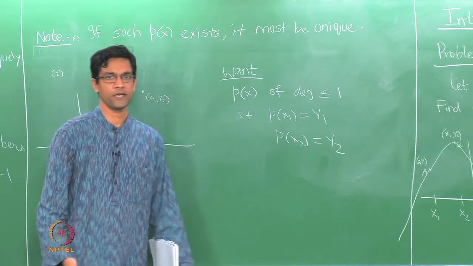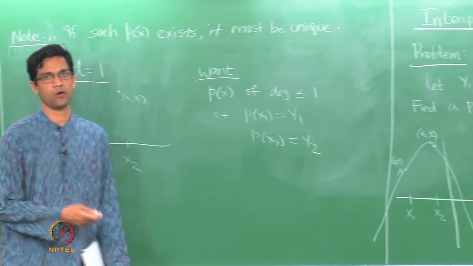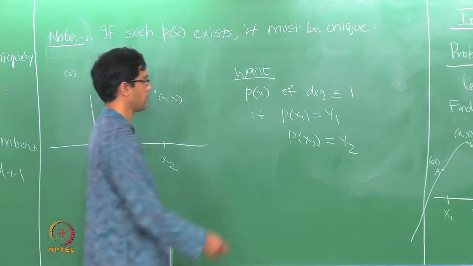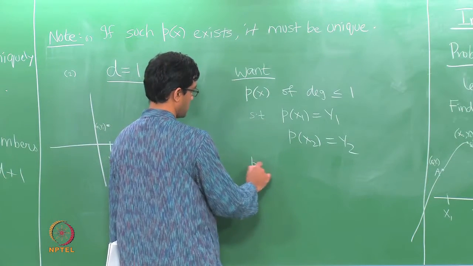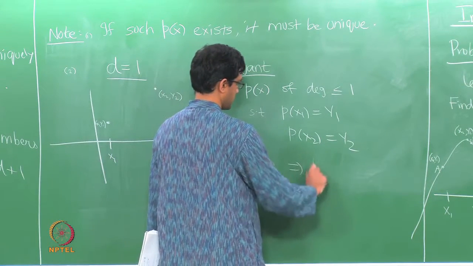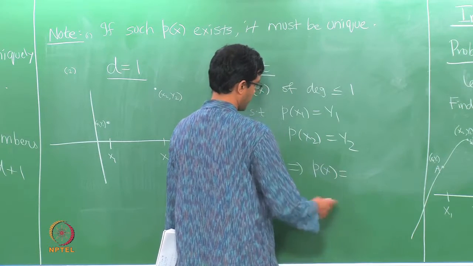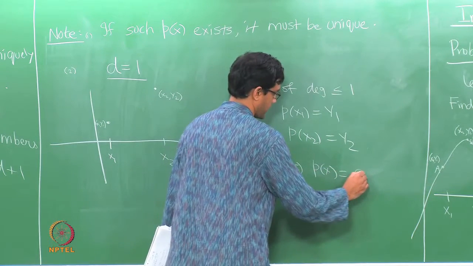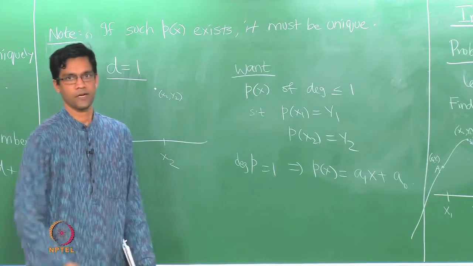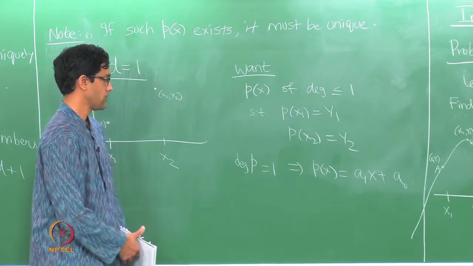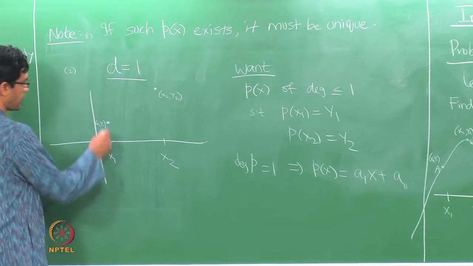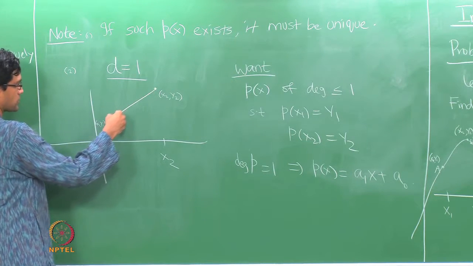Now observe that a polynomial of degree 1 is just a straight line. The graph of such a polynomial is a straight line, because what does a polynomial of degree 1 look like? So p has degree 1 means p of x looks like a1x plus a0. There is a constant term and a coefficient of x. So the graph of such a polynomial is of course just a straight line. So this question really boils down to the following: given 2 points, find the equation of the straight line joining them.